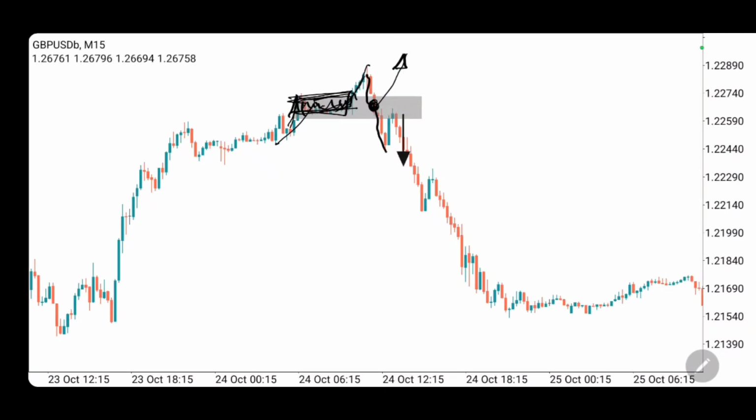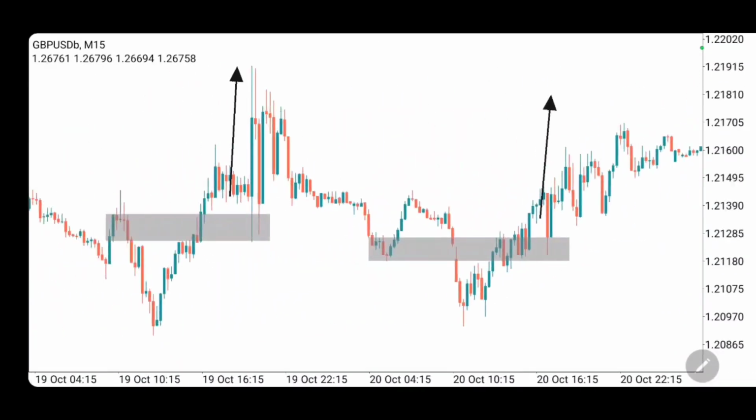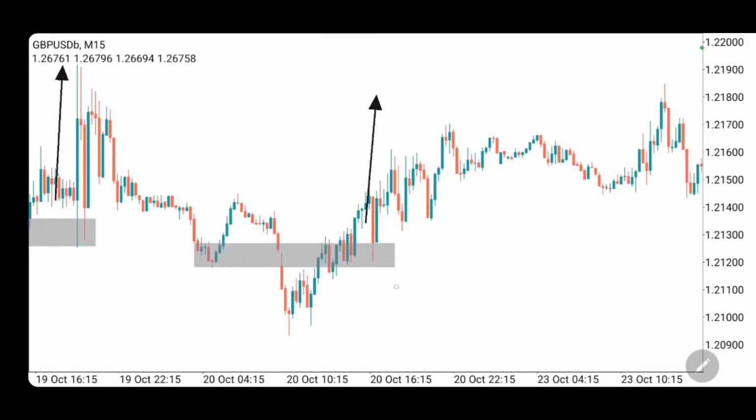But what happened? The market broke through this zone, but rather came back to form a bearish order block which the market sold from. All right, so this is it. All right, these are other examples.